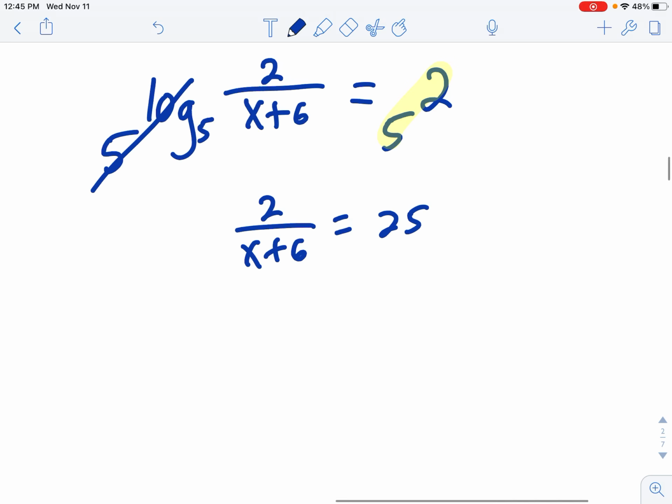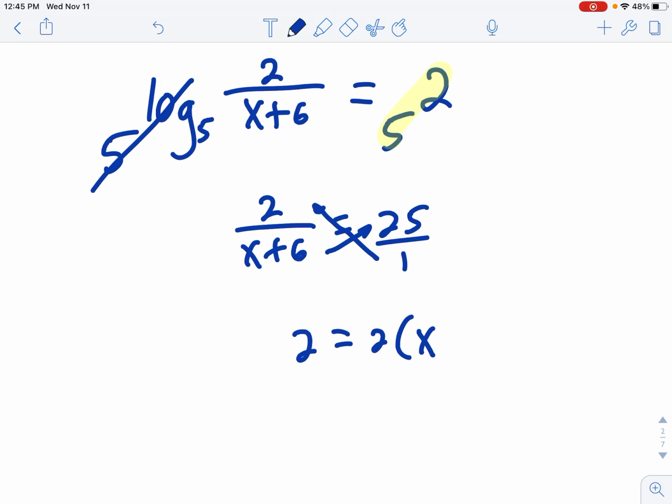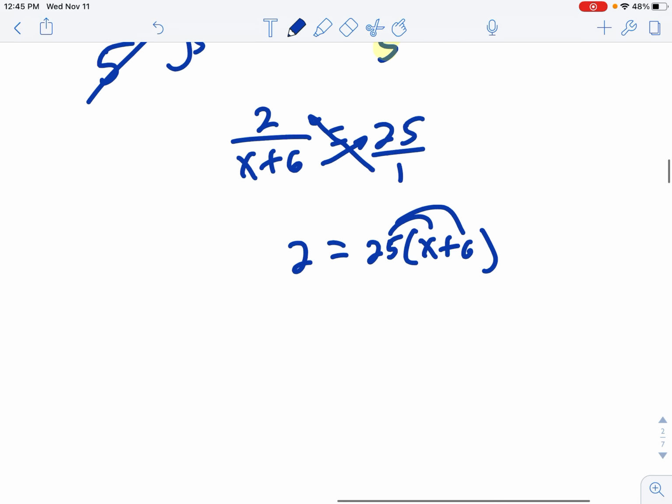Generally speaking, there's a few different ways to explain this. One way to explain it is you put a 1 under here. You know, any whole number you can make a fraction by putting it over 1. And then cross multiply. You probably learned cross multiply way back in middle school. 2 times 1 is 2. And then 25 times x plus, oops, I just about made a mistake there. 25 times x plus 6. You can distribute and work it out from here.